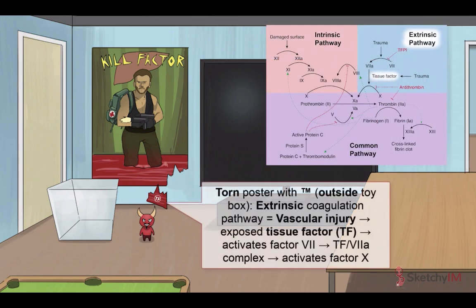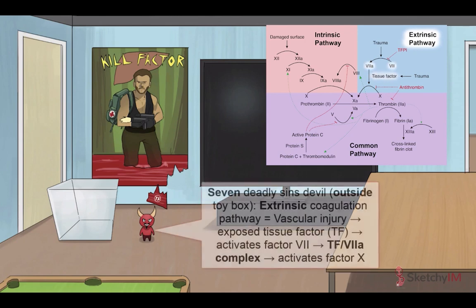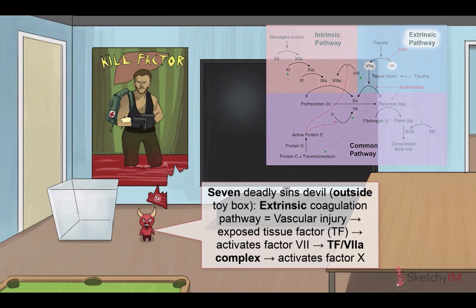The extrinsic coagulation pathway is normally kicked off by exposed tissue factor at the site of vascular injury, represented by the torn piece of poster outside of that toy box, extrinsic, if you will. This exposed tissue factor activates factor 7 to form a tissue factor 7A complex. Factor 7 is symbolized by the 7 deadly sins devil.